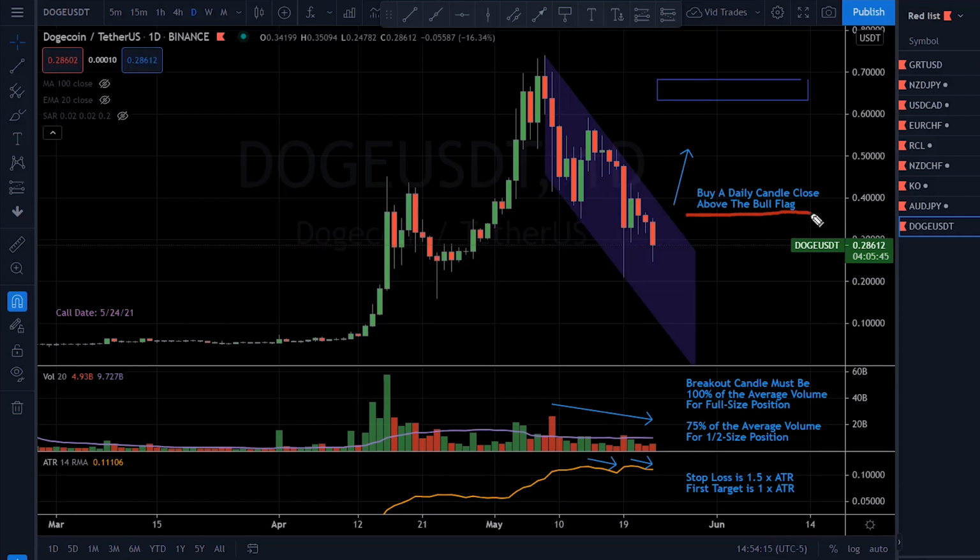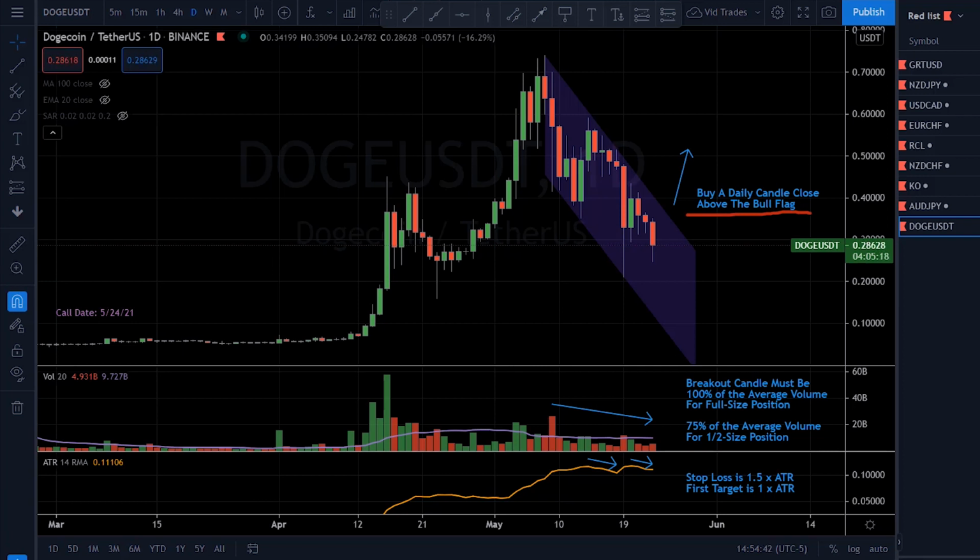I'm going to buy a daily candle close above the bull flag. Now, I'm not going to bore you with that whole spiel again. The management details are the same for all of my trades. If there's at least average volume, enter a full-size position. If there's only 75% average volume, enter a half-size position. Otherwise, stand aside. Stop loss is 1.5 times the ATR, and the first target is 1 ATR.